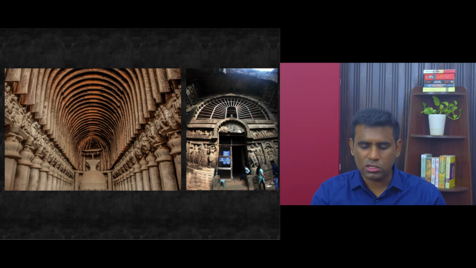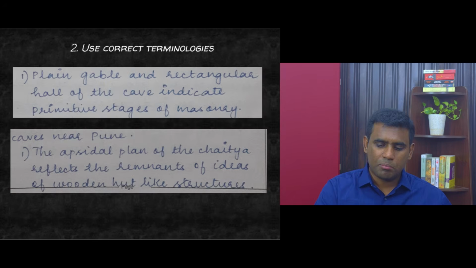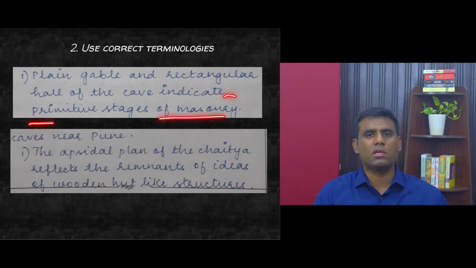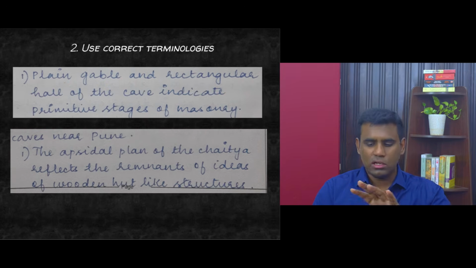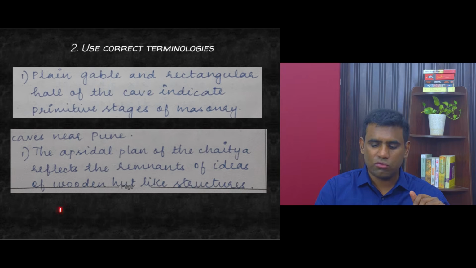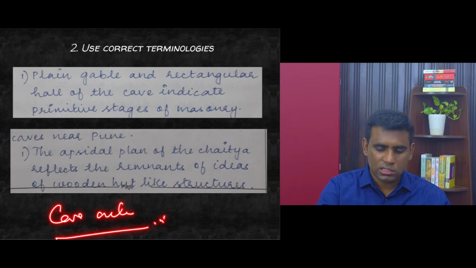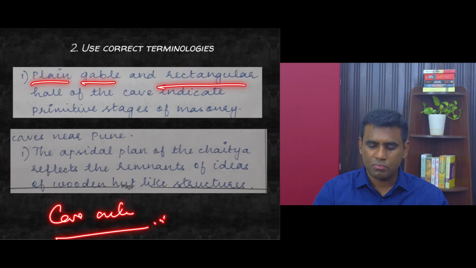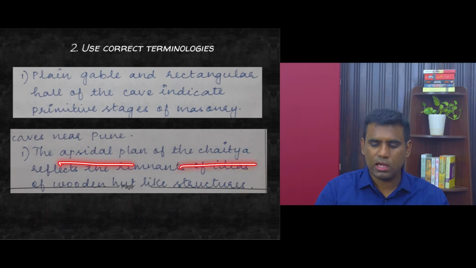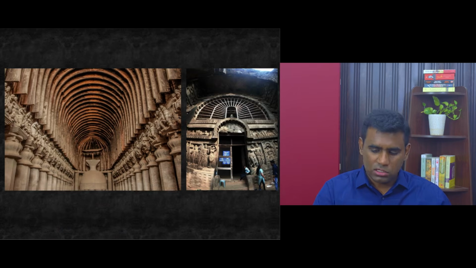This is what is incorporated in this answer. Plain, gable, and rectangular hall of the cave indicated primitive stages of masonry. What is she trying to write? The question is, discuss the evolution of cave architecture in India. And for such a question, these are the right terminologies to be used. The apsidal plan of the Chaitya. I'll tell you what it is. This shape of the hall.